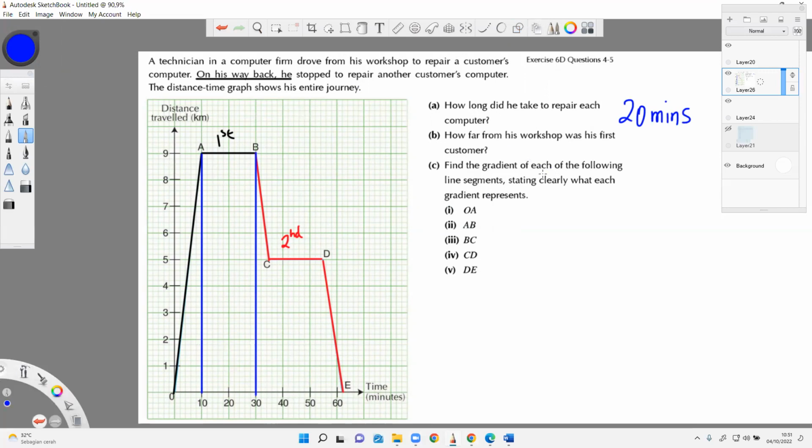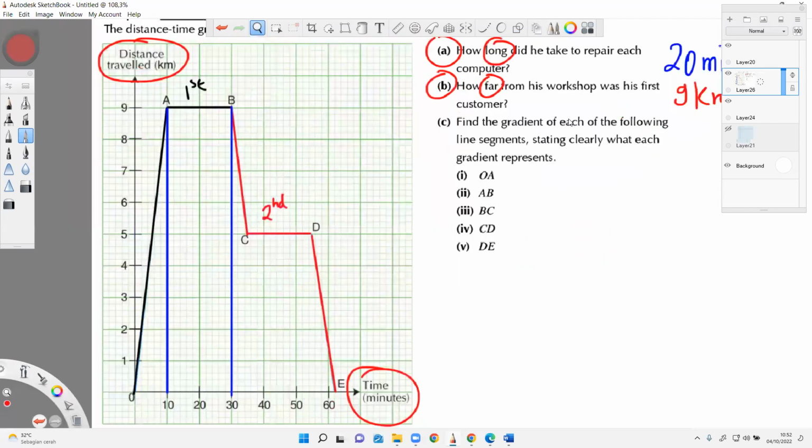B. Quite simple. How far from his workshop was his first customer? You have to look at the distance and also the time. But in this case, for question A, you look at the time, and for how far, you look at the distance, right? 9 kilometers. Understand? Just look at the graph and try to make sense of it. Think that the technician is yourself, so you can find the answer easily, because we are blended into the question.